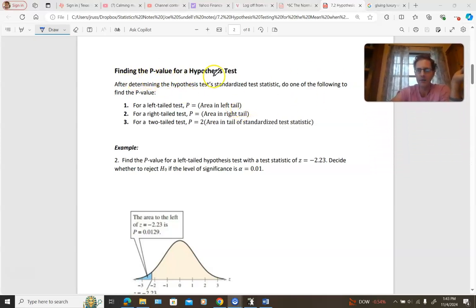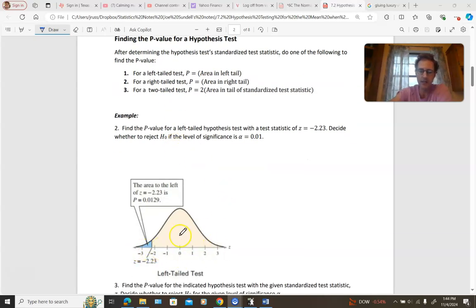Okay. Well, after determining the hypothesis test's standardized test statistic, you're going to find the p-value. For a left tail test, it is going to be the area in the left part of the tail. So you're going to find X bar, that comes from your sample, and then you're going to standardize it. And then you're going to look and see where that z-score lies. And if it's a left-tailed test, the p-value is going to be the area to the left of that z-score. Okay, like in this example right here.